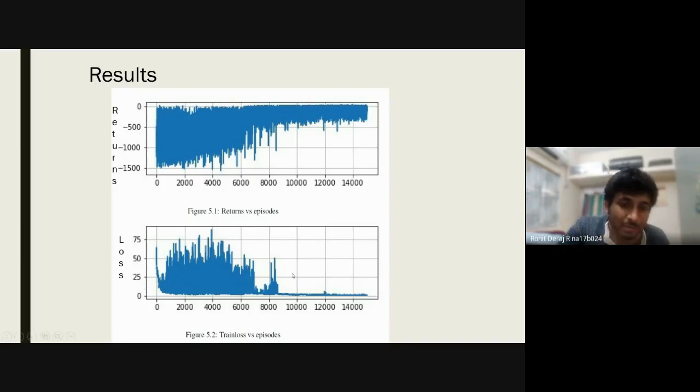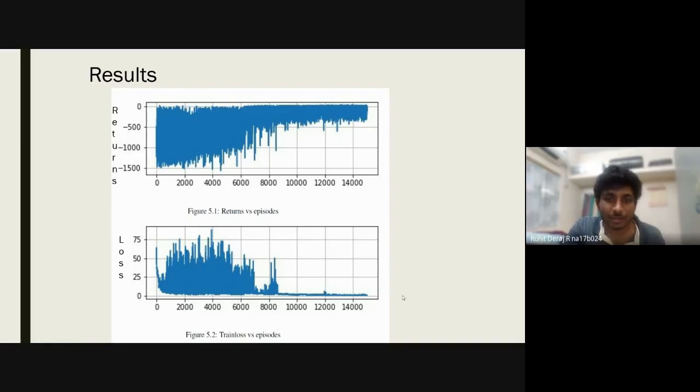And this is the plot of the loss function that I showed you earlier. As you can see, initially the loss is very high as the learning process is going on, and once the learning process is completed, after 8,000 to 9,000 episodes, you see that the loss function has died down to 0.